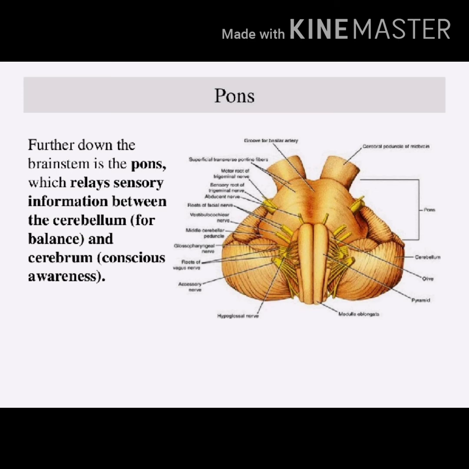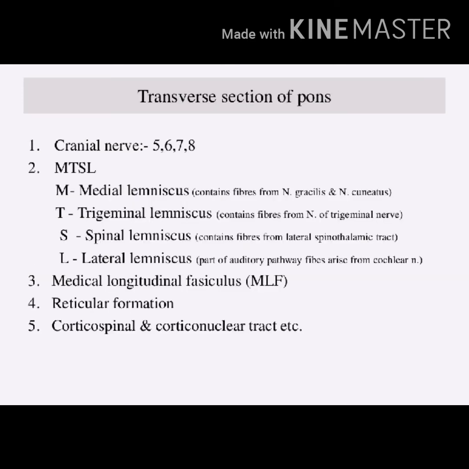Next one is the pons. Further down the brainstem is the pons, which relays the sensory information between the cerebellum and cerebrum, like the cerebellum for balance and the cerebrum for conscious awareness. Pons contains cranial nerves 5, 6, 7, 8, and the mnemonic MTSL: M means medial lemniscus, T trigeminal lemniscus, S spinal lemniscus and L lateral lemniscus. Next are the medial longitudinal fasciculus, reticular formation and corticospinal and corticonuclear tracts.